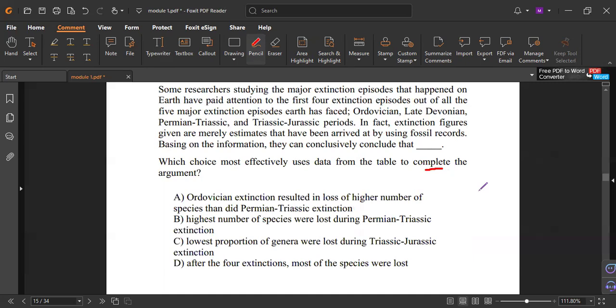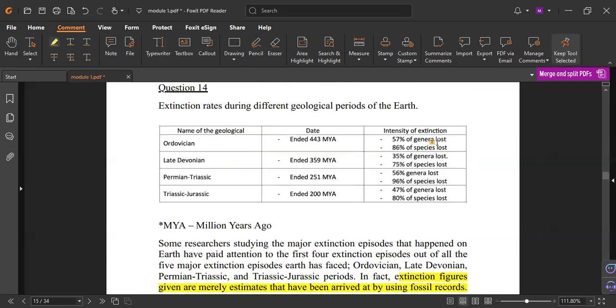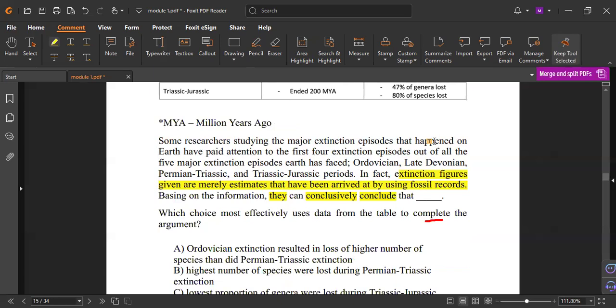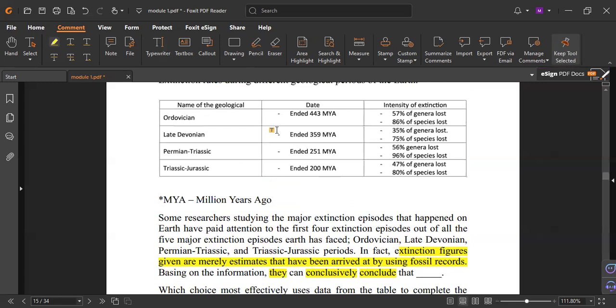Let me help you. Let's try. Number one, he said completed. Okay. And as I told you, focus on the transition words in the last sentence. They conclusively conclude. So we need consequence for reasons. So he said this a fact, like a fact. So cause extension figures given are merely estimates. So all of these figures are estimates, approximation. It's about, not exact, that have been arrived at by using fossil records. Okay, so we need a fact here to prove all of these.